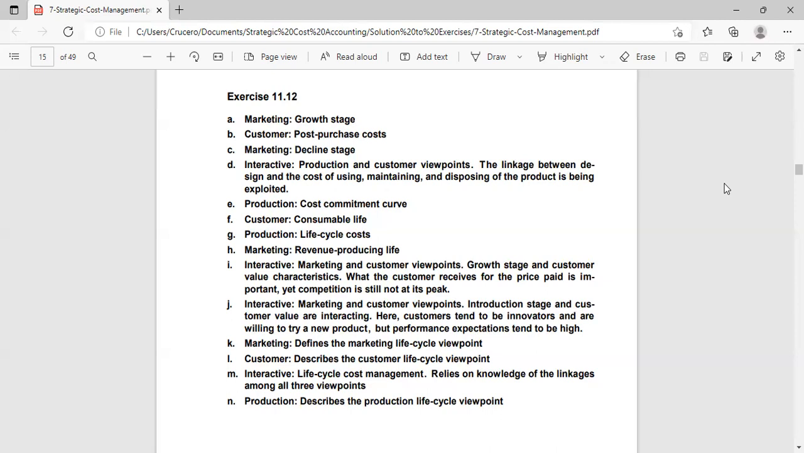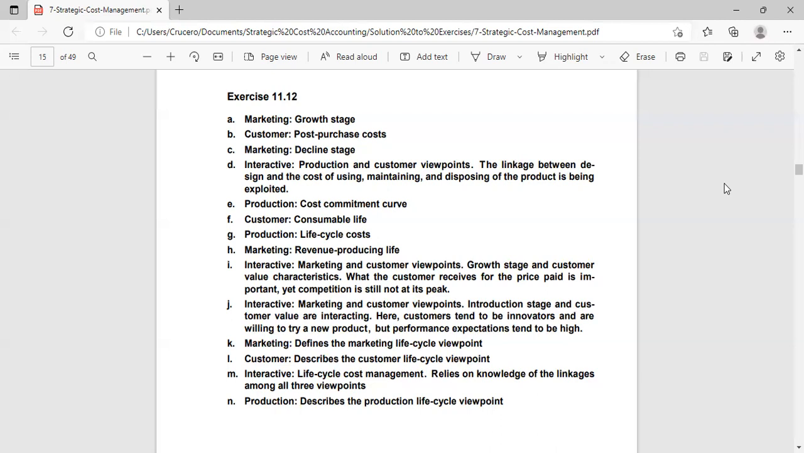Then in letter I, profits tend to reach peak levels during this stage. In letter I, we have an interactive, viewpoints, marketing and customer viewpoints. Growth stage for marketing and customer value characteristics. What the customer receives for the price paid is important, yet competition is still not at its peak.